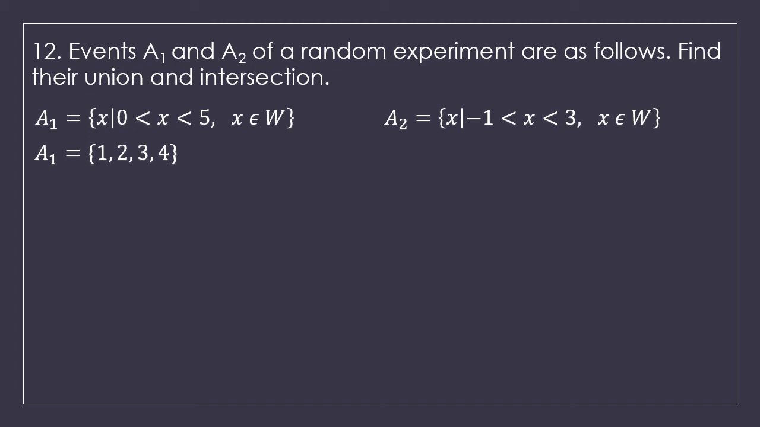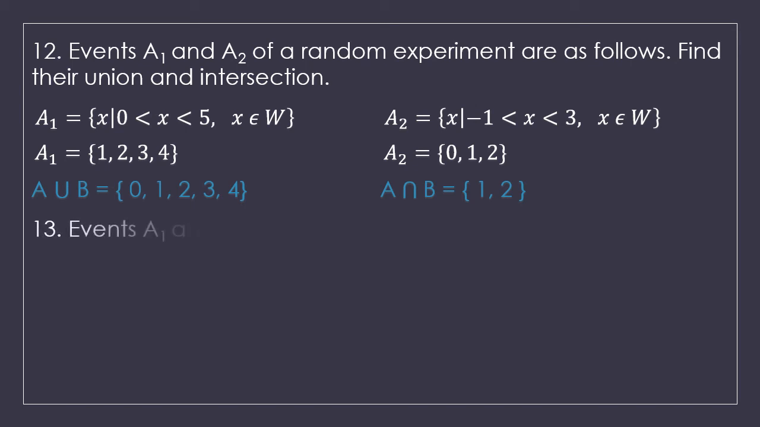So every integer between 0 and 5, that is 1, 2, 3, 4. Similarly for the event A2, every value between -1 and 3 will be 0, 1 and 2. We need to find their unions. So A union B, when we combine A1 and A2, we get 0, 1, 2, 3, 4, and when we find the common values here, we just get 1 and 2. Okay, so that's the answer for intersection of A and B.